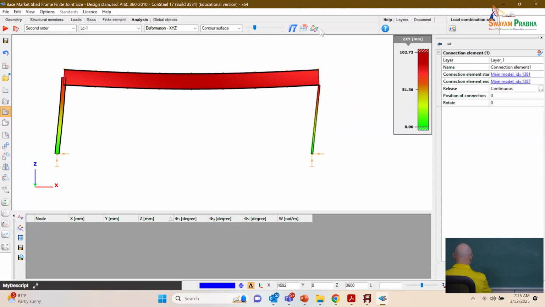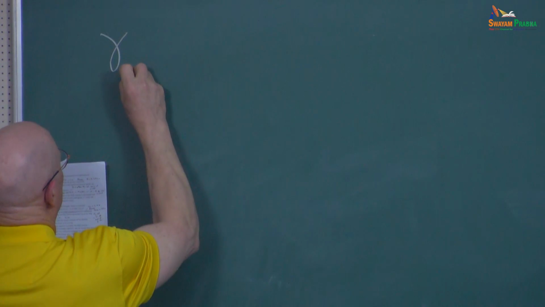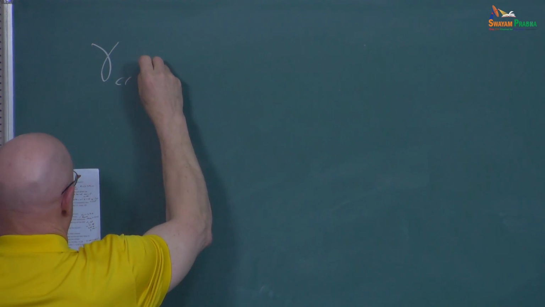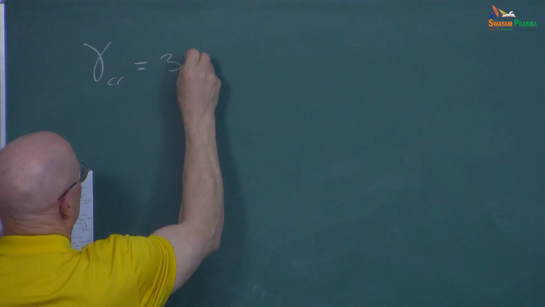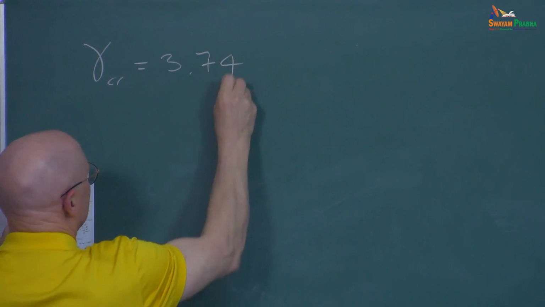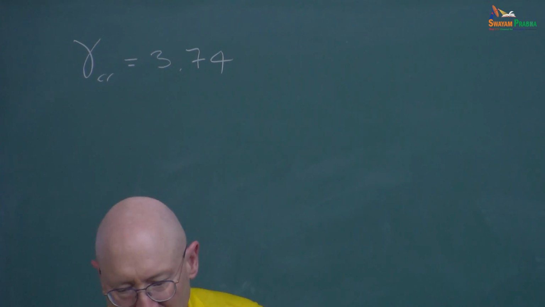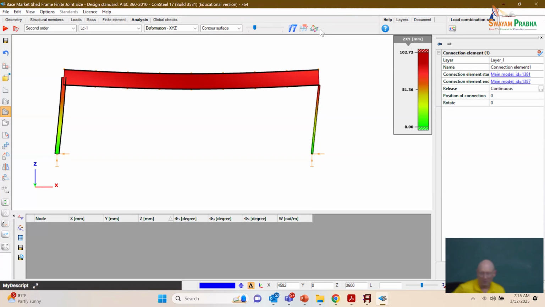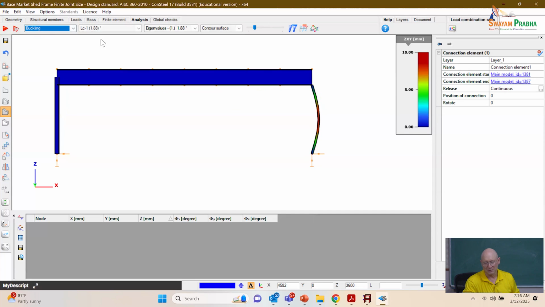So here's where I want to use the board a little bit. Our gamma critical for this case is 3.74. So that's the elastic buckling result. Let's actually look at that. So if I go to buckling analysis, oh, what's that? Oh, the HSS section is buckling. Okay, that's important for the HSS section. It's not important for the frame design, right?